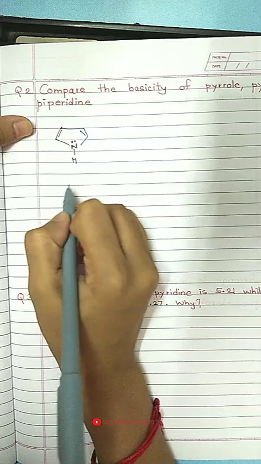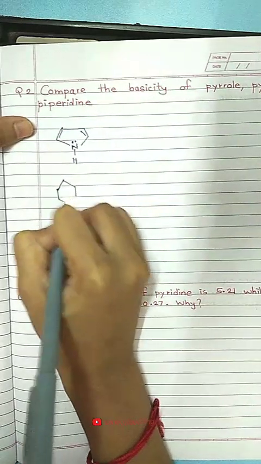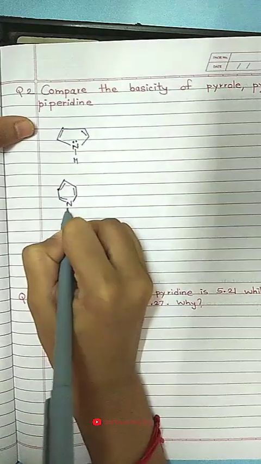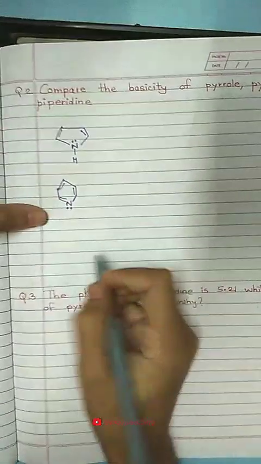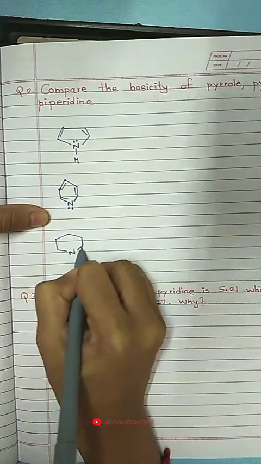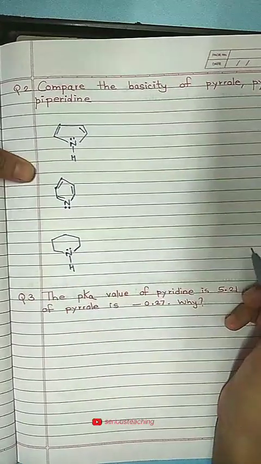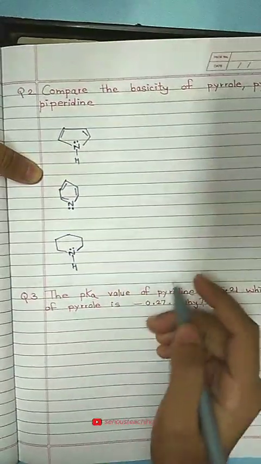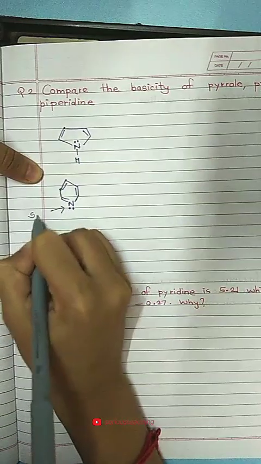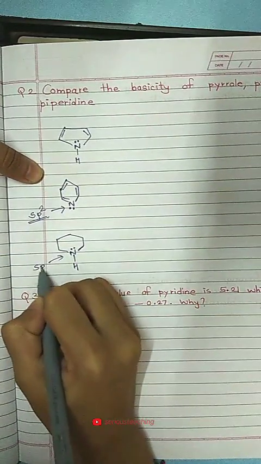Then second is pyridine, which is a 6-member heterocyclic ring containing nitrogen. So this is pyridine, and here a lone pair of electrons is present. And next, piperidine. Piperidine is a 6-member nitrogen-containing saturated ring. If we compare these three structures, here the nitrogen atom is sp2 hybridized, and here nitrogen is sp3 hybridized.